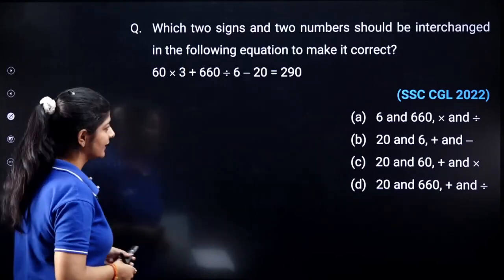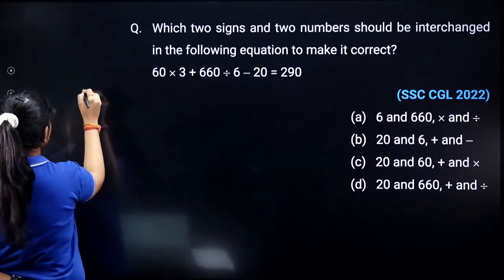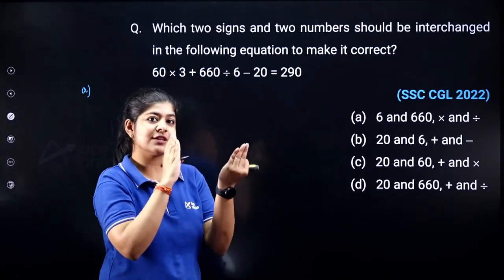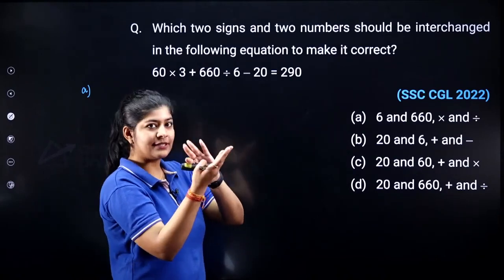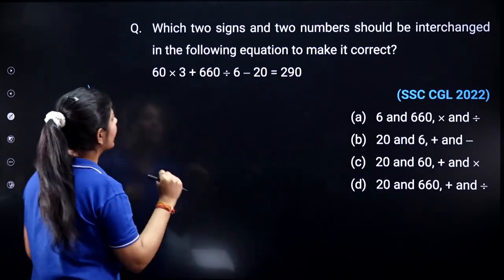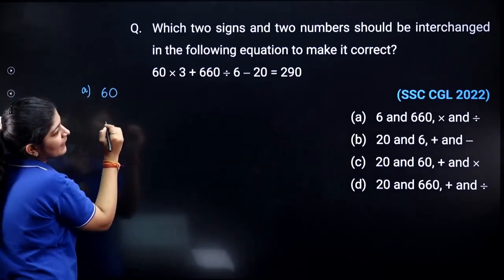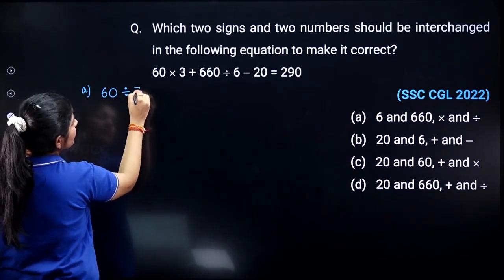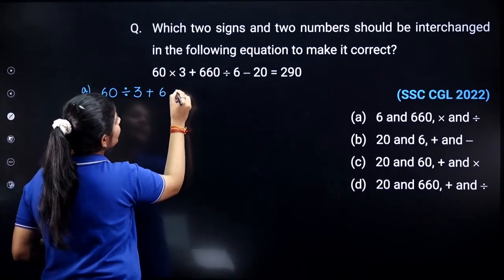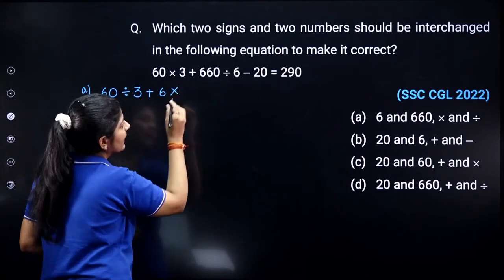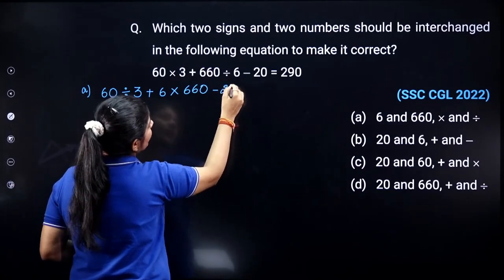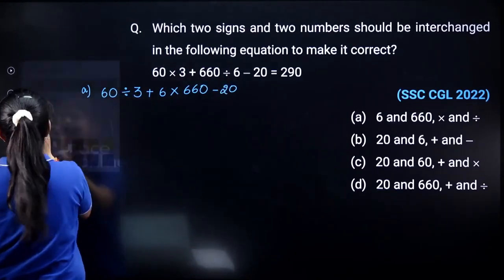Okay, let's start solving it. We'll go with option A first. Option A says we need to interchange 6 and 660, and change multiplication to division and vice versa. So 60 multiplication sign changes into division, 3 plus, this 660 is changed to 6, division sign changed to multiplication, again 6 is changed to 660, minus 20. We need to solve this equation.